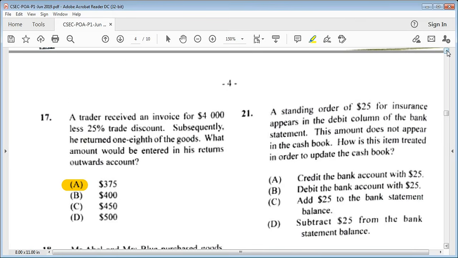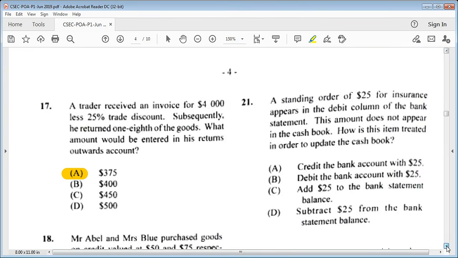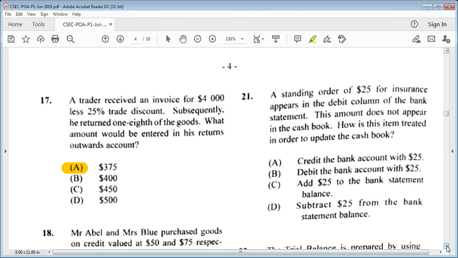A standing order of $25 for insurance appears in the debit column of the bank statement. This amount does not appear in the cash book. How is this item treated in order to update the cash book? A, credit the bank account with $25. B, debit the bank account with $25. C, add $25 to the bank statement balance. D, subtract $25 from the bank statement balance. We know it is A. You're going to have to credit the bank account with $25.